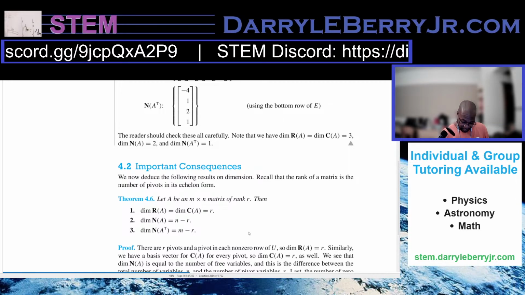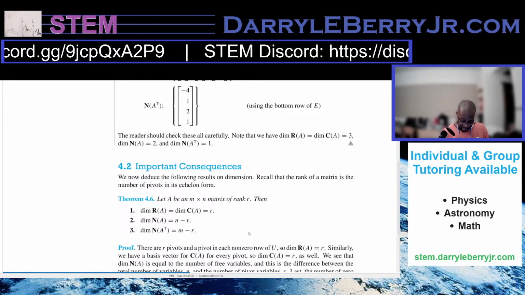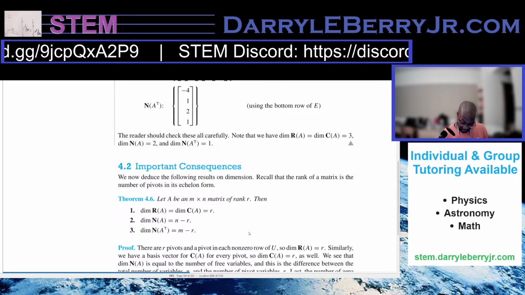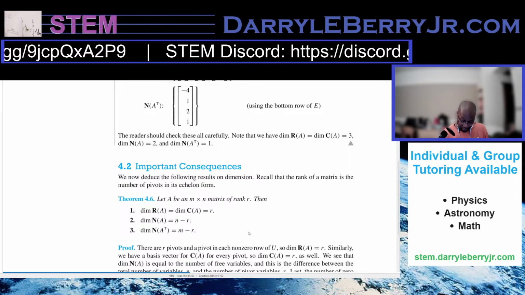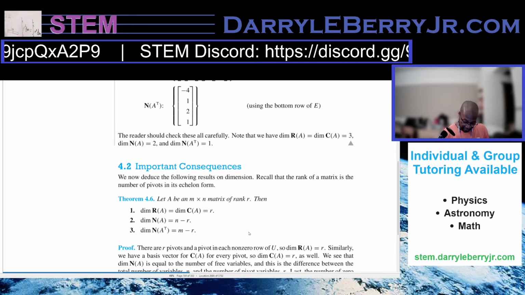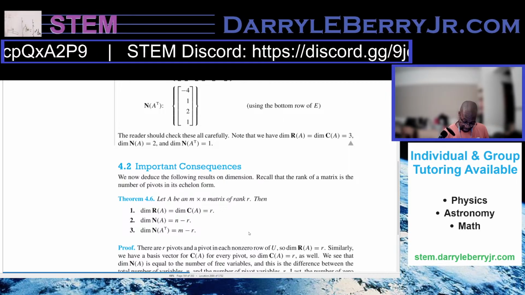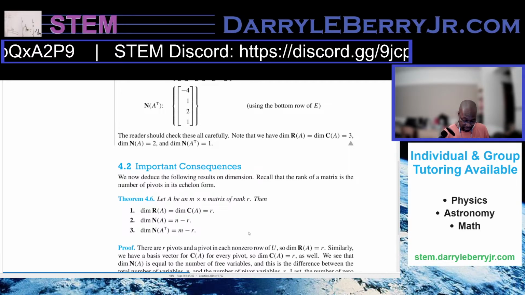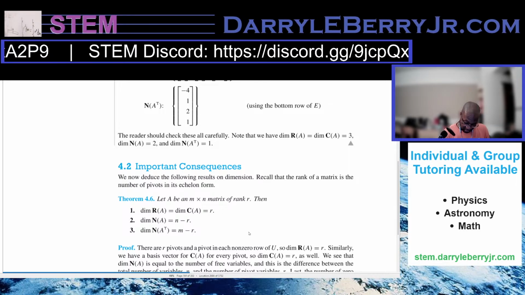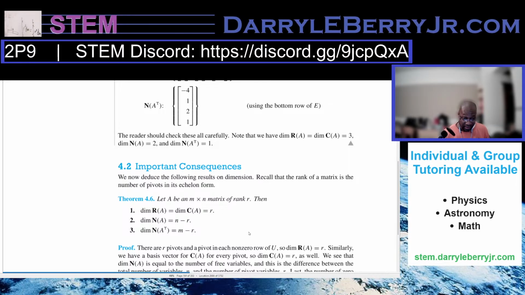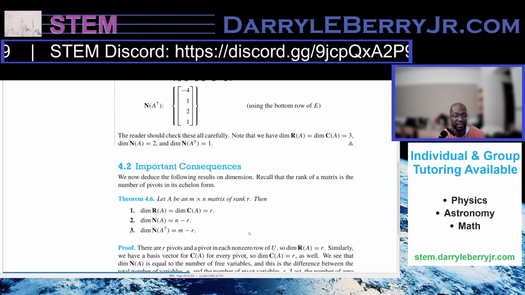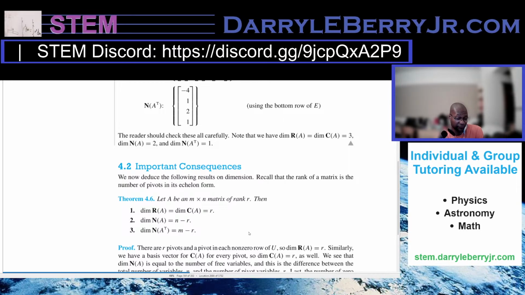The dimension of the row space of A equals the dimension of the column space of A equals R. The dimension of the null space of A equals n minus R. And the dimension of the left null space, the null space of A transpose, is m minus R. So I think what I'll do is stop here, and I have a better understanding of these 4 spaces.